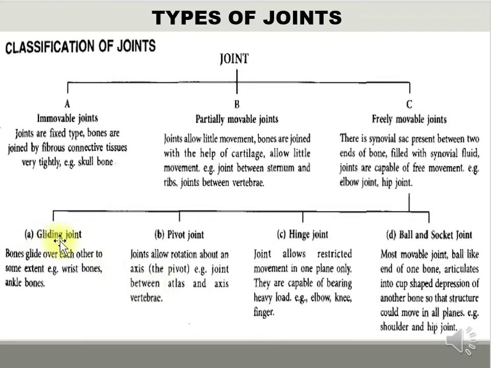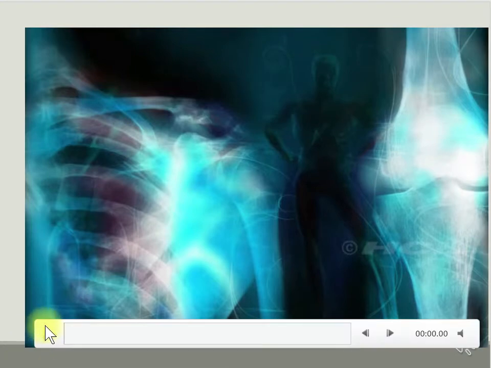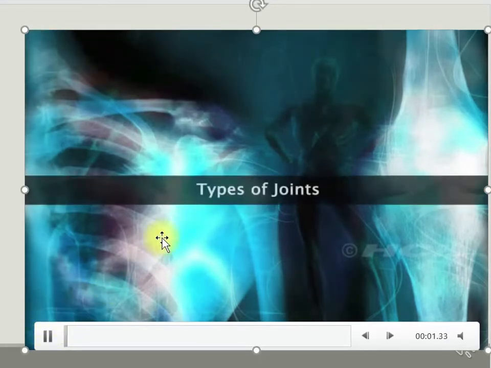Then the fourth category is the gliding joint, where the bones glide over each other to some extent, just slide or glide, but they don't move out of their place. We find such joints at the wrist and at the ankle. Next, this is an animation in which I'll show you how the bones in the skeleton are attached to form joints and what kind of movement we find in these joints.